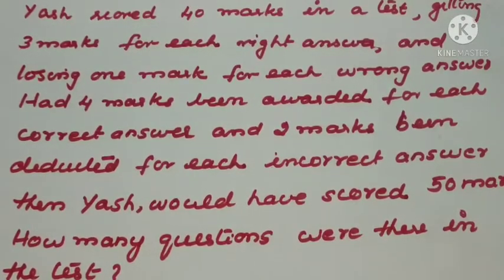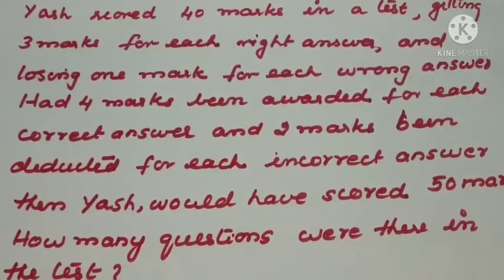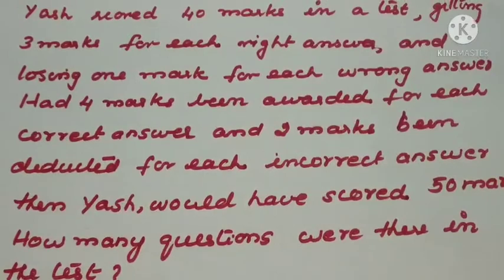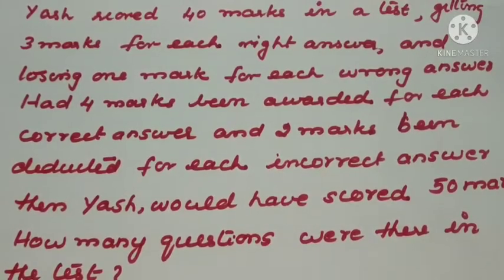Yash scored 40 marks in a test, getting 3 marks for each right answer and losing 1 mark for each wrong answer. Had 4 marks been awarded for each correct answer and 2 marks been deducted for each incorrect answer, then Yash would have scored 50 marks. How many questions were there in the test? So this is the question only. One by one we can go, and there is no method they have told us. Since for the practice we are doing the method of cross multiplication, we are using the same only here.